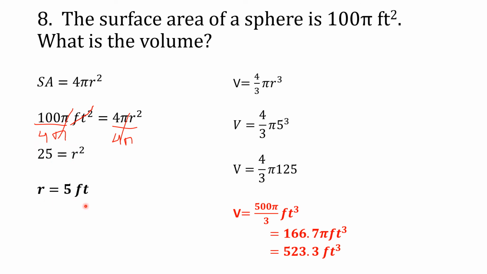Now that I have that radius of 5 feet, I can go back up here, plug it into my volume formula, and simplify. 4 times 125 gives me 500 pi divided by 3 feet cubed. It doesn't specify how to leave your answer, so you could leave it like this. You could leave it as 166.7 pi feet cubed, or if you multiply that by 3.14, you'd get 523.3 feet cubed. These ones are approximations. The first one is more precise, but either one will work.